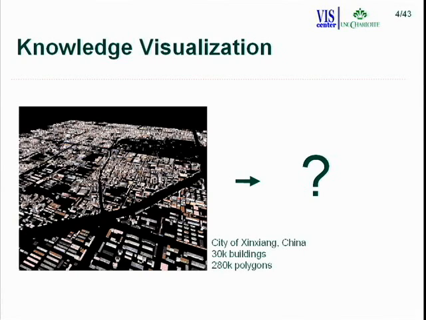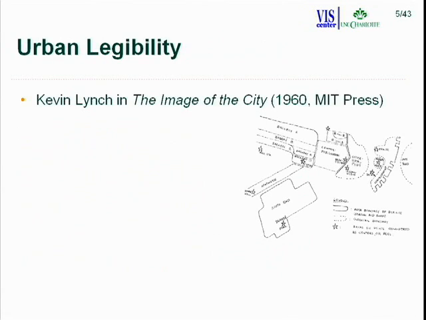So here's a model of a city in China. And the question is, what is the knowledge in this scene? What is it that we want to be able to preserve and to highlight? To answer that, we turn to the idea of urban legibility. Urban legibility is a term that was made famous by Kevin Lynch in his 1960 book called The Image of the City.